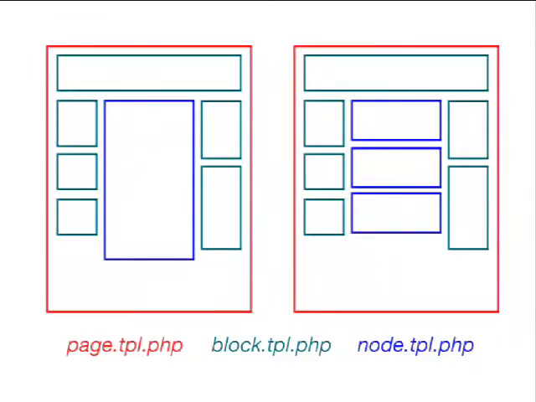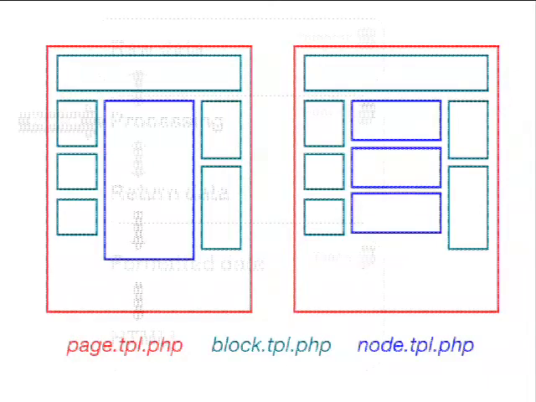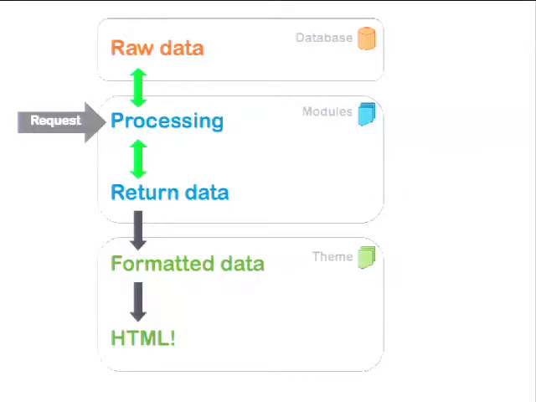And so we have different variables that occupy these templates. These are just some examples. There are many more templates than these that we use. And so we sometimes think of the theme layer as just this place where the data ends up.